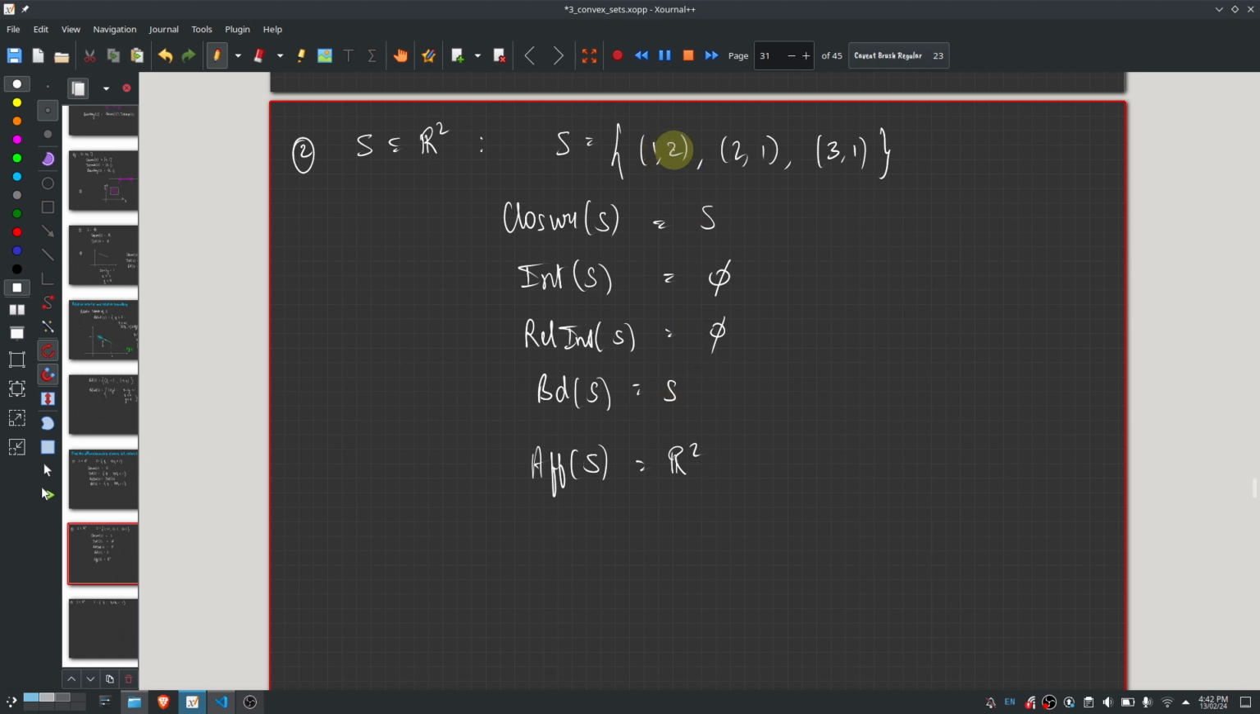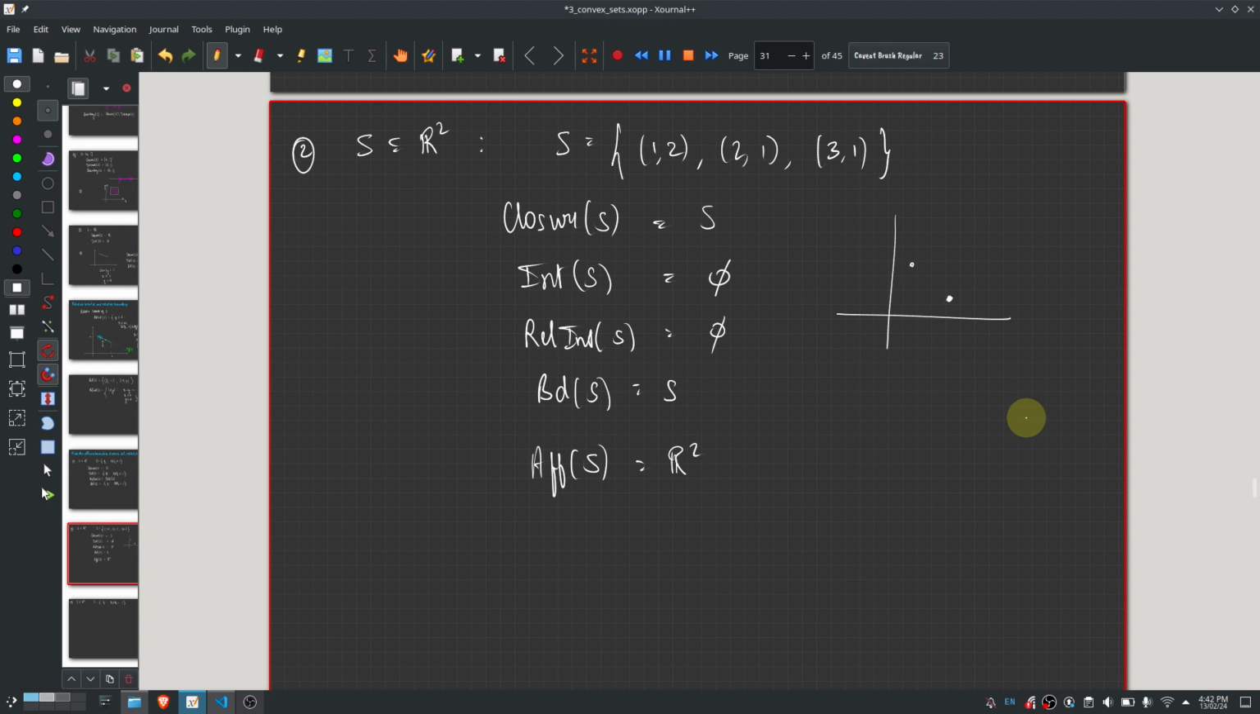But in case these 3 points were all on a straight line, let's say it is 1 comma 2, 2 comma 1, and say 1.5 comma 1.5, right? Then the affine hull would just be the straight line passing through those points. So, if we take any 2 points from this, then it will be R squared.